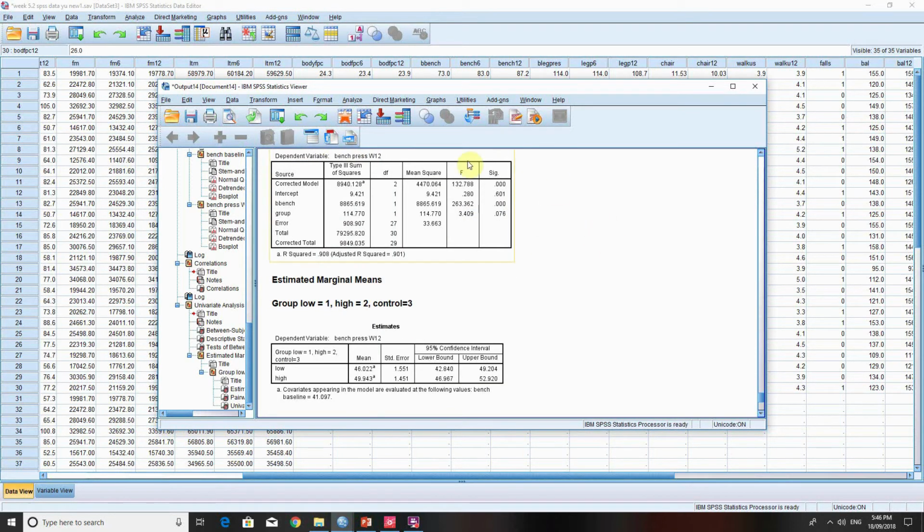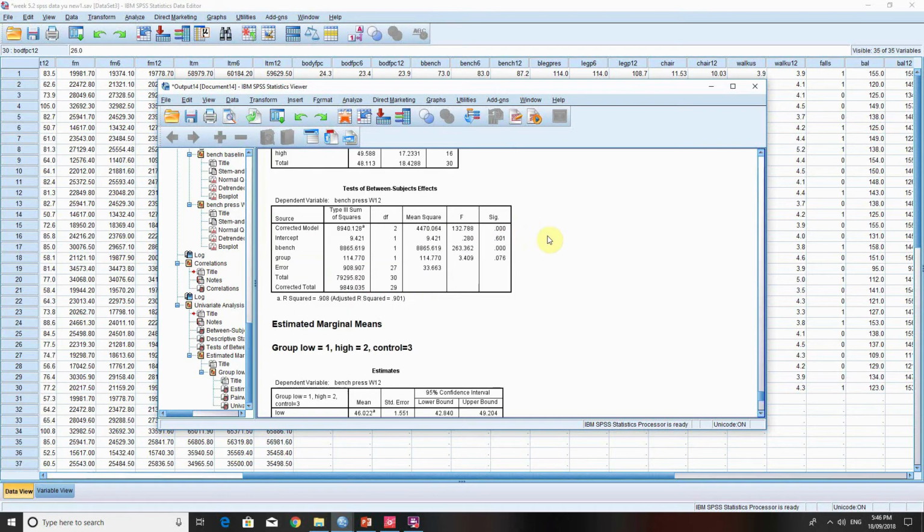The reportable row is this group row, because that's the row that is telling us, is group, low, high, and control, having a difference on my bench press score at week 12? So I would report my degrees of freedom. So I would go F(1, 27) equals 3.409, P equals 0.076.